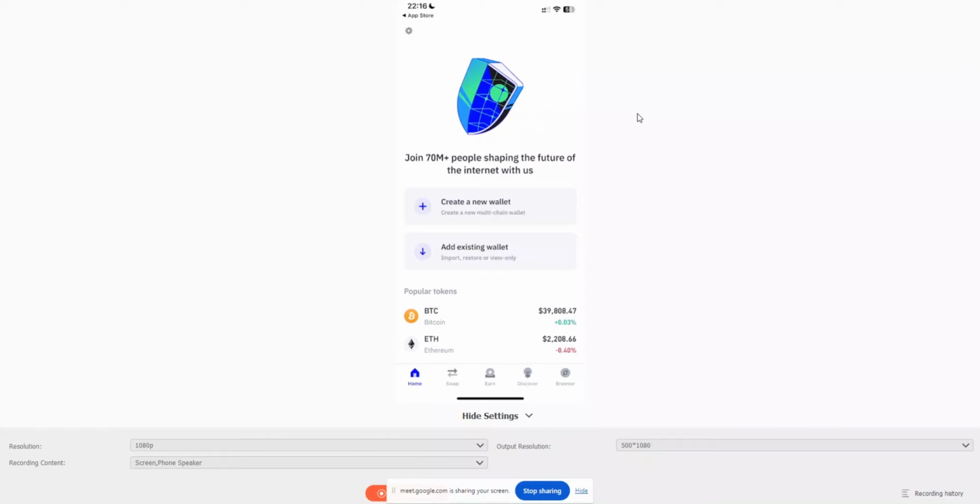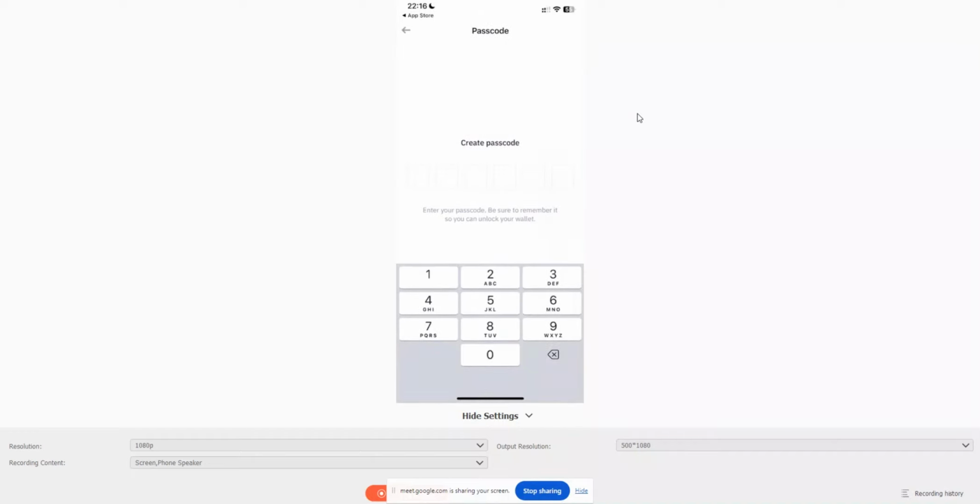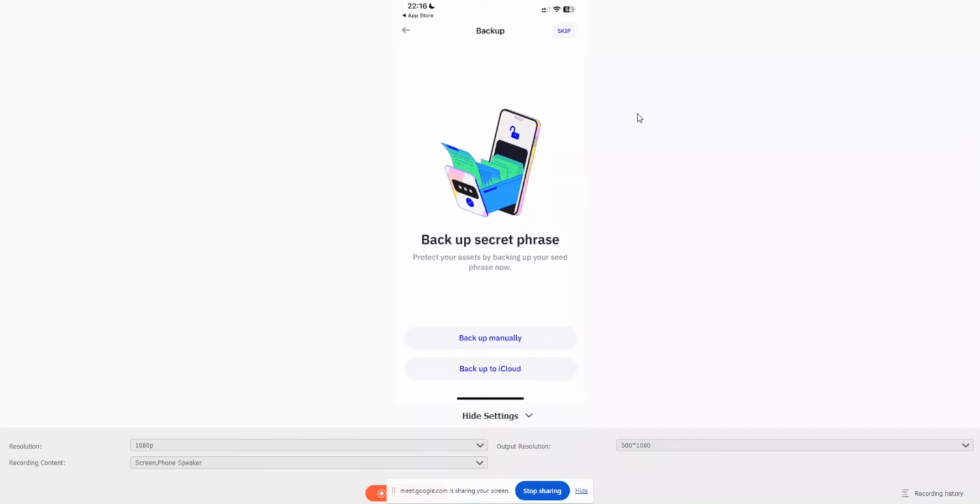Now, we are assuming we've never created a wallet before, so we are going to create a new wallet. So I'm going to click on create a new wallet, and it's asking me to put the password. Let me just put 000 for the purposes of this one. And now it's telling me backup secret phrase. Protect your assets by backing up your seed phrase now. So I'm going to click backup manually.